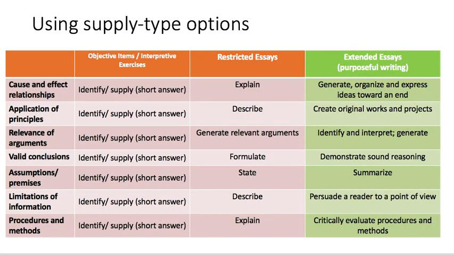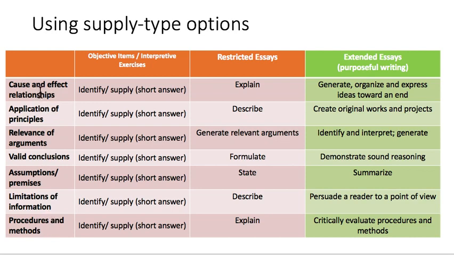Now, when we think about different supply type options, we have our objective items, interpretive exercises, and short answer, where I basically want them to list or describe or explain or identify something very short. And again, the response is in a word or a phrase at the most. We have our restricted essays, right, where I want them to do things like explain some things, describe some things, formulate, generate, state, and so on. Different types of relationships over here, right?